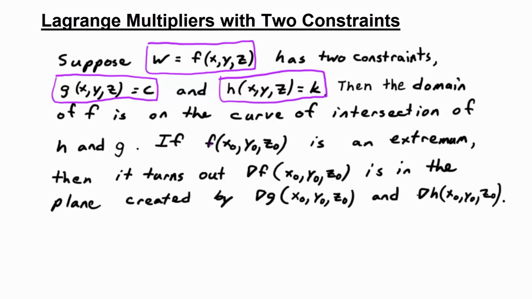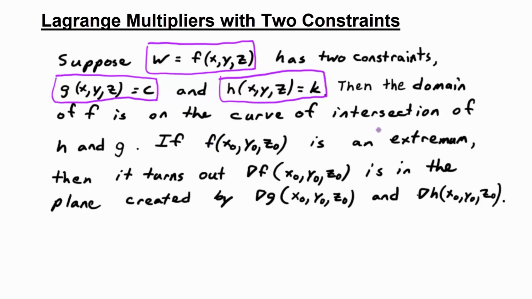And then if F of x naught, y naught, z naught is an extremum, either an absolute maximum or an absolute minimum on that constraint curve, then it turns out that del F evaluated at the critical point x naught, y naught, z naught is in the plane created by del G at x naught, y naught, z naught, and del H at x naught, y naught, z naught.